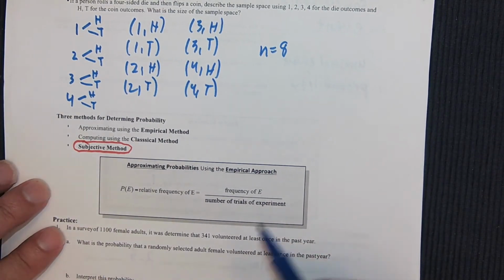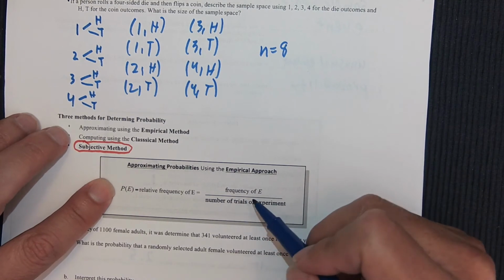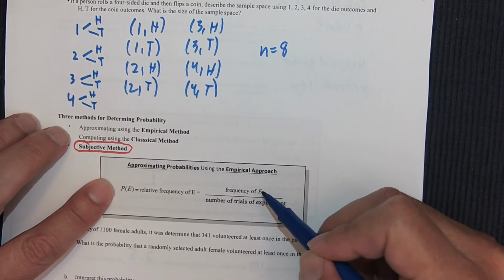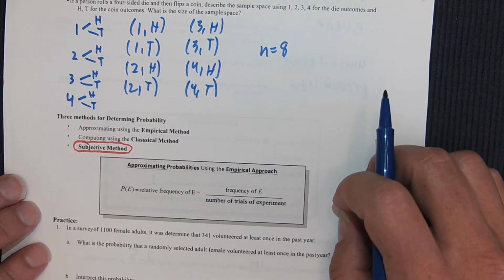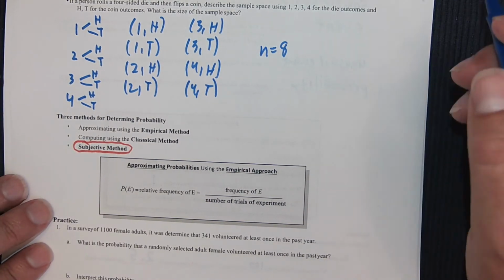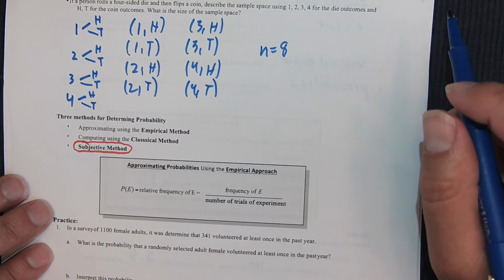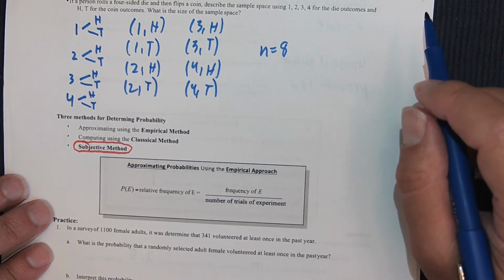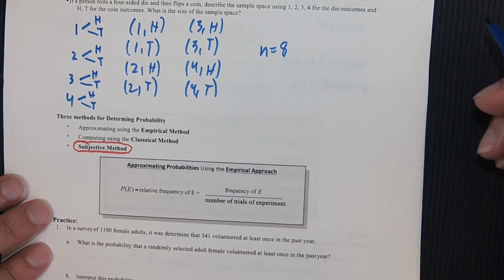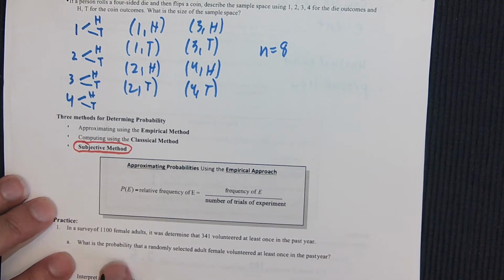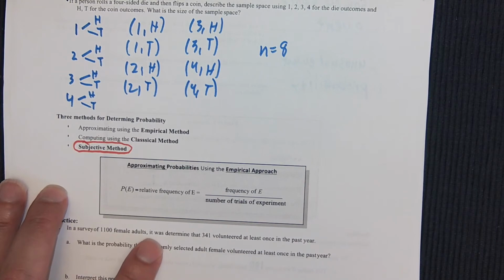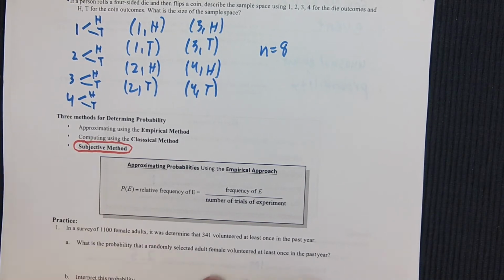All right, so the way that we find a probability is the frequency that the event happens over the total number of trials within an experiment. And you've used this before. This isn't terribly new. Like when you have a math test and you get a 25 out of 30, to get the percent, you just divide that out. That's the probability. What is the probability that, in a survey of 1,100 female adults, it was determined that 341 volunteered at least once in the past year?